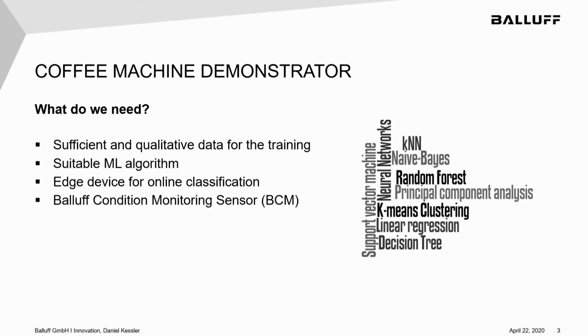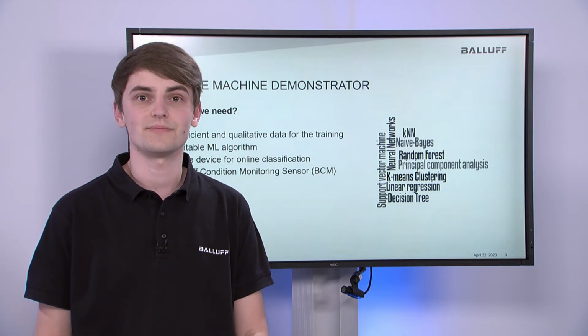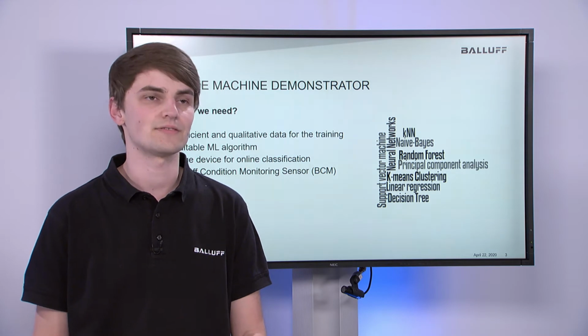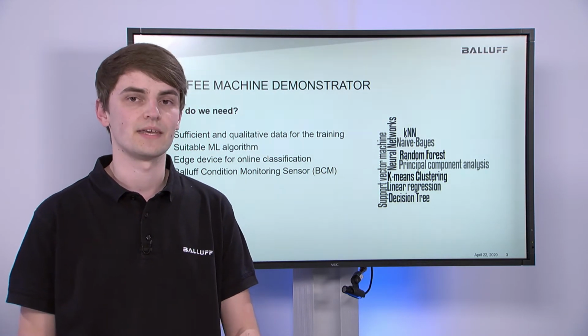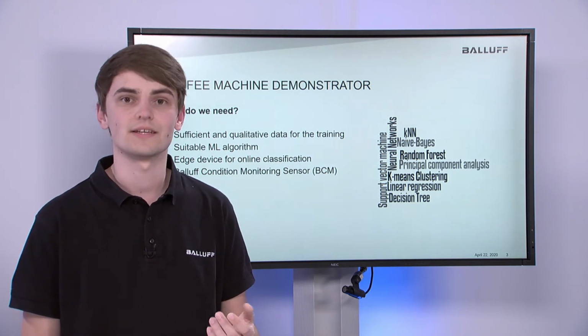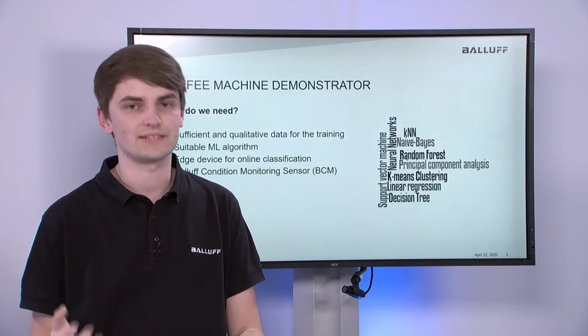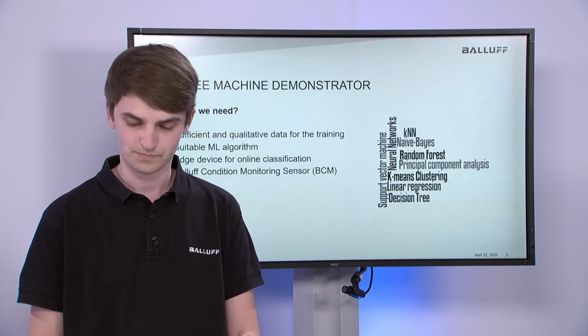Another thing is, as I said, I want to measure the vibration of the coffee machine. Therefore, I need a sensor. Here I use the Balluff condition monitoring sensor, the BCM. The BCM is capable of measuring the vibration in 3 axes, and I also have access to other parameters such as contact temperature and so on.